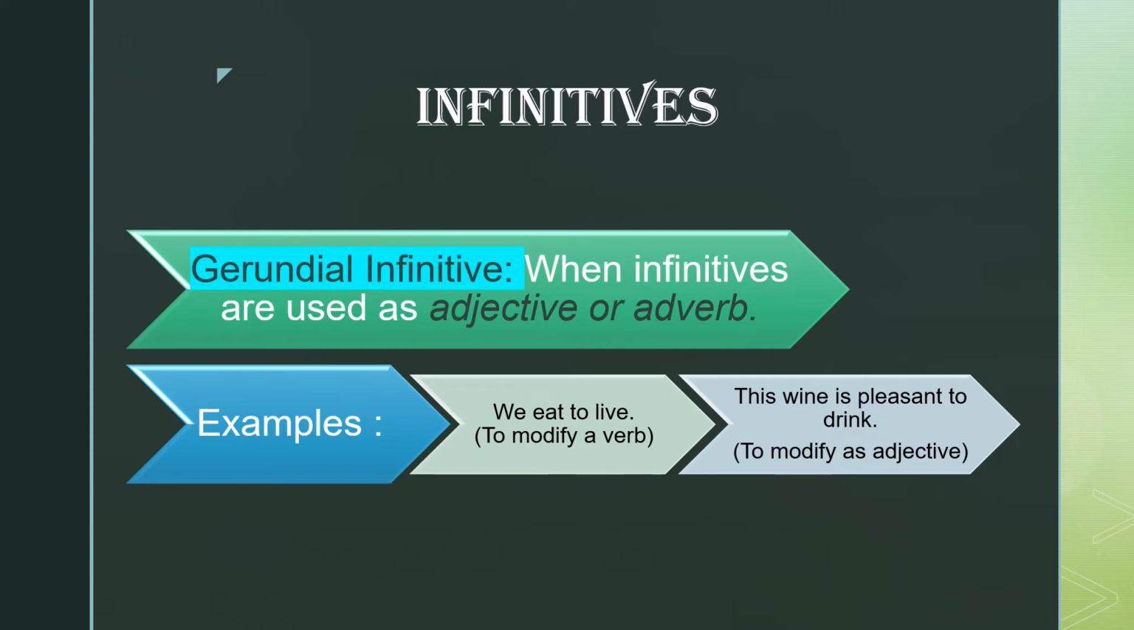This wine is pleasant to drink. It is modifying an adjective. What is an adjective here? Pleasant. So pleasant, what is pleasant? Wine is pleasant. Wine is a noun, pleasant is an adjective, and this particular infinitive to drink is adding more quality to pleasant. Therefore, it becomes an infinitive that is acting as an adjective.